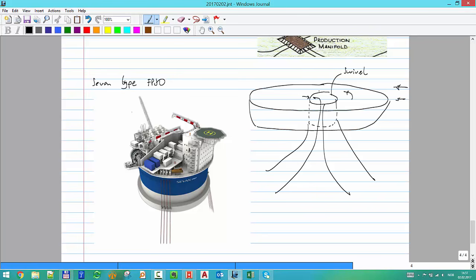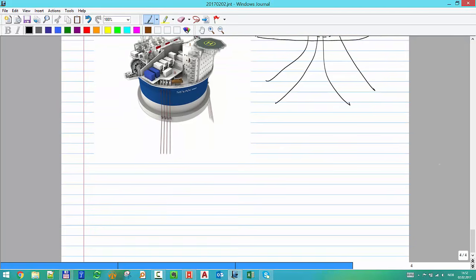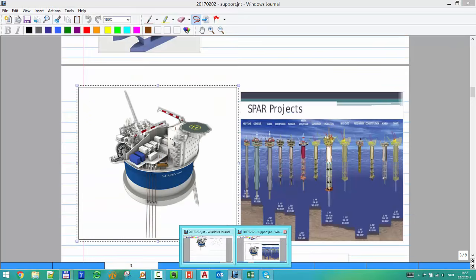So that's called a swivel and it is fixed. Usually it's fixed, while the rest of the boat can rotate and orient depending on where the sea comes from.